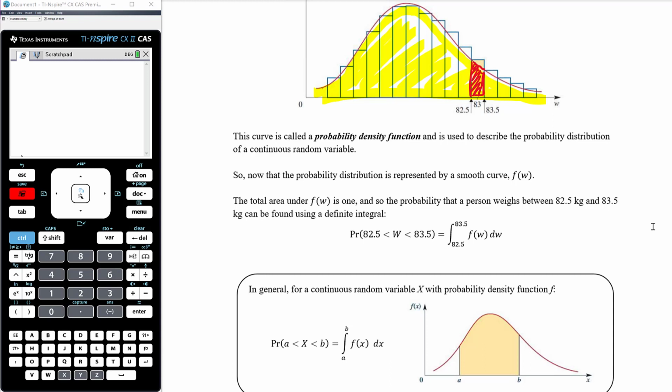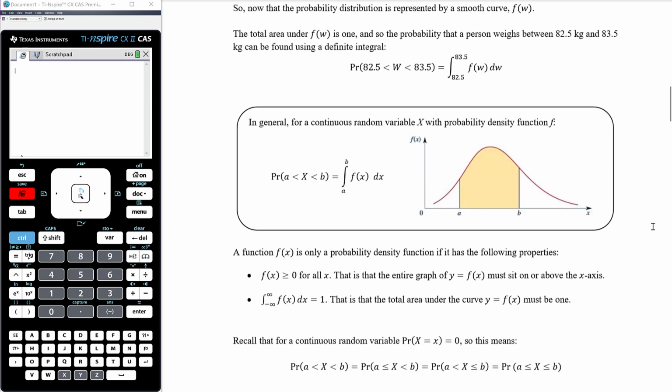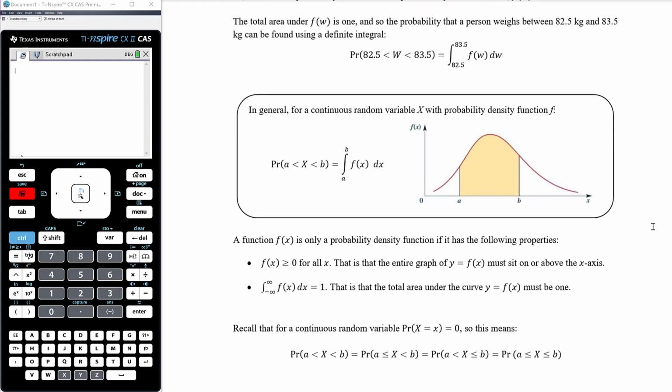I need to integrate this probability density function from 82.5 to 83.5 if I want to work out the probability of someone weighing between 82.5 kilograms and 83.5 kilograms. So in general, for a continuous random variable x with the probability density function f, the probability that x is between a and b will be equal to the integral from a to b of f of x.